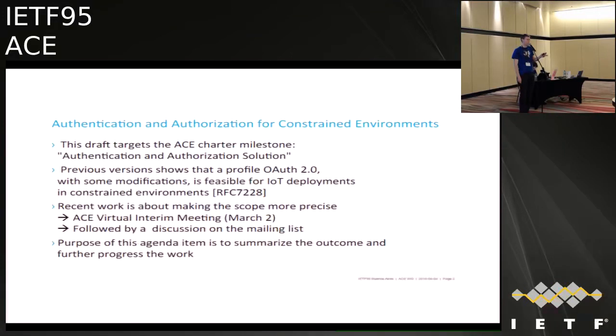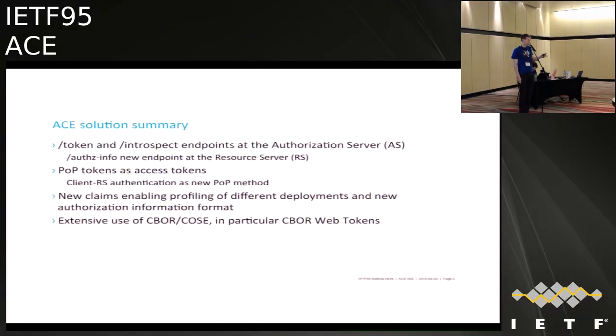So this slide is, for those of you who know OAuth, an attempt to summarize the main points which we bring in from OAuth. For those of you who don't know OAuth, there is another slide, slide 6, which is more or less saying the same thing. But this is what we do. We take the token and the introspect endpoints at the OAuth authorization server, and we introduce a new endpoint called the authorization info at the resource server. The purpose of this is to transport an access token to a resource server using CoAP.